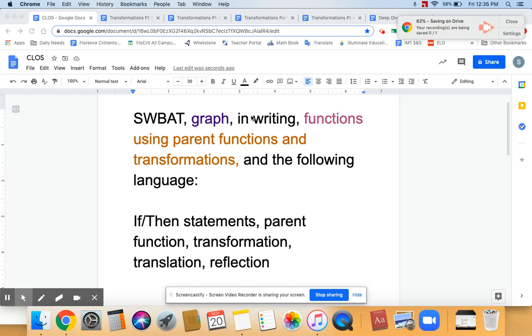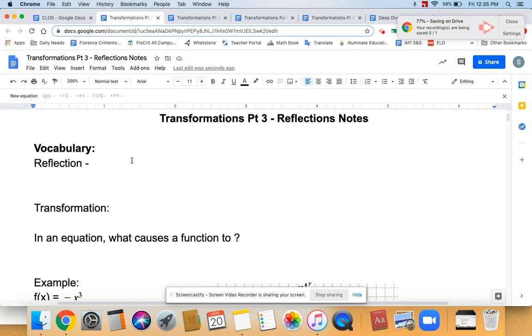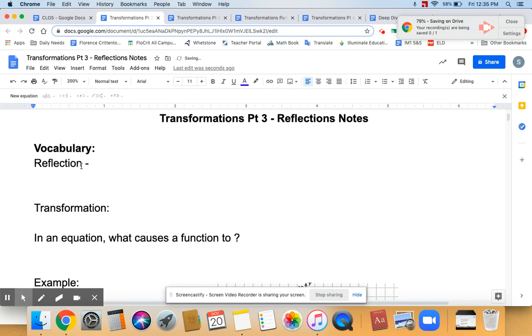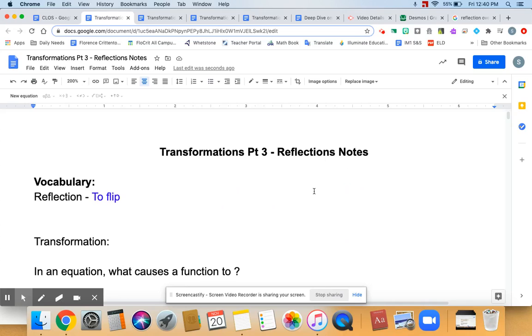For a quick reminder, a parent function is one of the main ones. Transformation means to change it. A translation is one way we can change a shape by moving it either up, down, left, or right. So translation's just the big word for move. And then reflection is the new one for these notes. So if we start on the vocabulary for the new one, the word reflection means to flip.